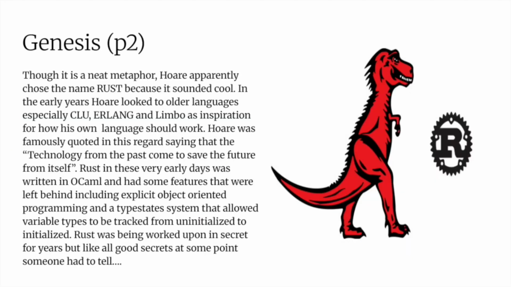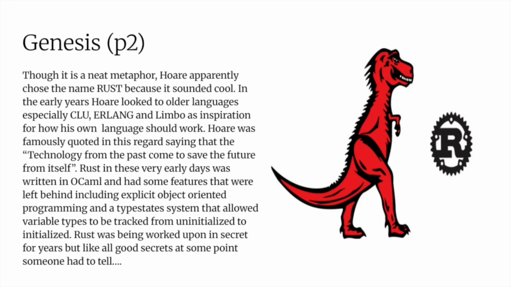Now, this name is a bit of a misnomer because the name was actually chosen because he just thought it sounded cool. But in its early creation, when it was still a secret project, no one really knew about it inside of Mozilla, he based it off of older languages like CLU, Erlang, and Limbo. So a lot of those older languages really informed Rust's creation very early on.